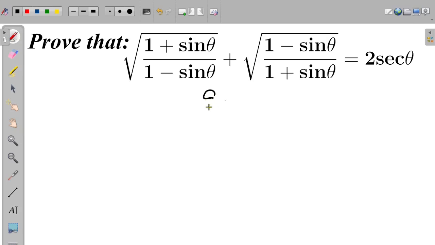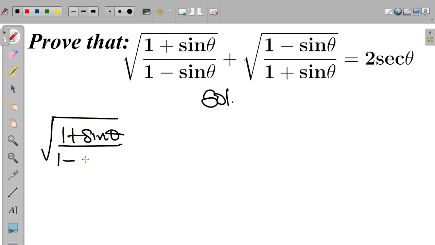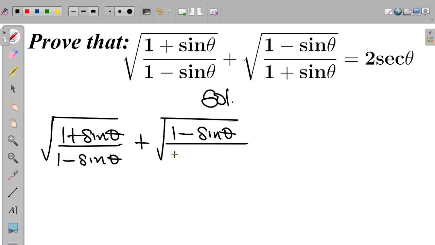So in this question, we are asked to prove that the left-hand side is equal to 2 sec theta. So let us get started. We are given that root of 1 plus sine theta divided by 1 minus sine theta plus root of 1 minus sine theta divided by 1 plus sine theta is equal to 2 sec theta.